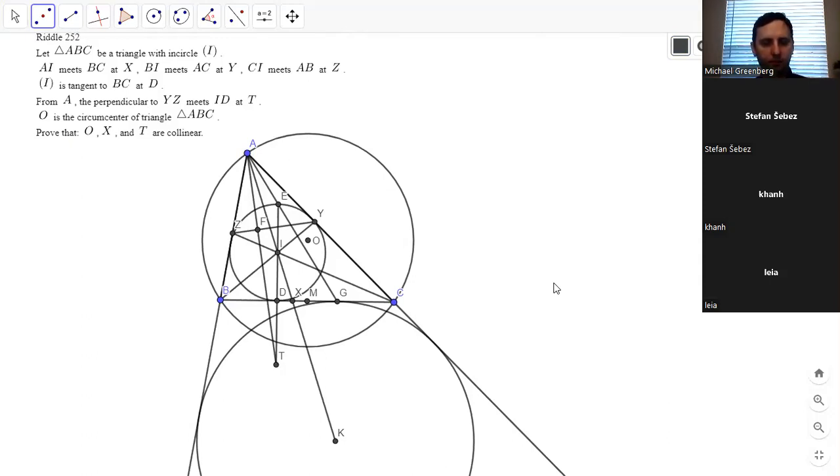Okay, now OM is obviously perpendicular to BC. And another well-known theorem is that AD is parallel to KM. So XD over XM is XA over XK. Also, XD over XM is XT over XO, where we just take T as the intersection of OX and ID.